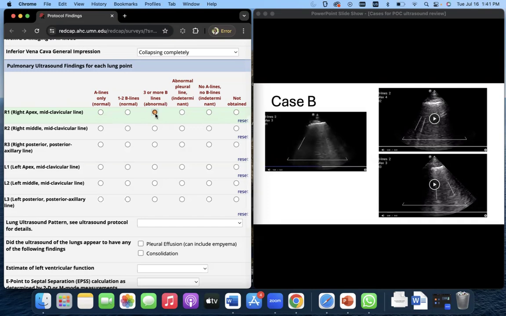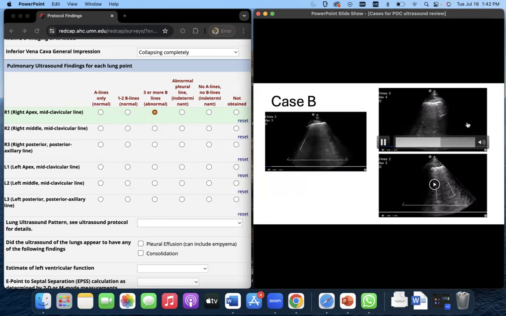And the B lines in this particular R1 example are almost fused together. It's almost like multiple B lines, and they all appear to be arising from the pleura. They're going through the entire ultrasound image, and the pleura is moving with each respiration. So those qualify as definite B lines, and I'd say certainly more than 3 in that particular example. And then I would say similar here. I don't know if the bottom right corner counts as abnormal pleura.